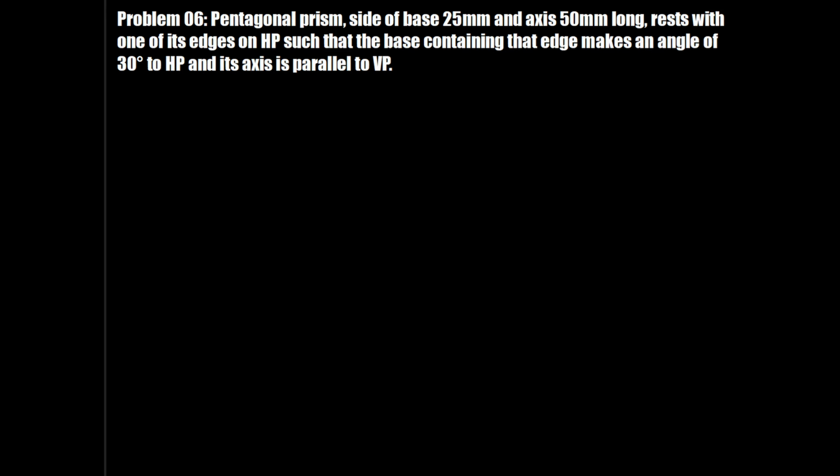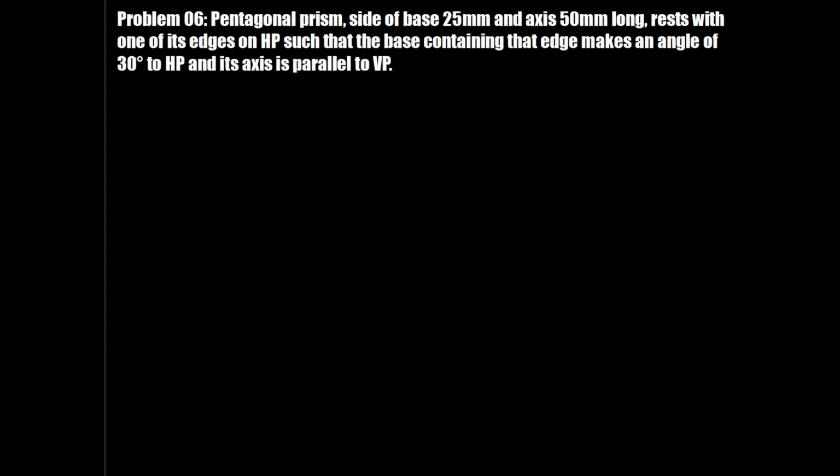Now look at the last statement. The axis is parallel to VP. This is a very important clue. When the axis is parallel to VP, the true length of the axis will be visible in the front view. That is why we first draw the simple position and then obtain the front view before drawing the inclination. This understanding helps us to decide the sequence of construction.